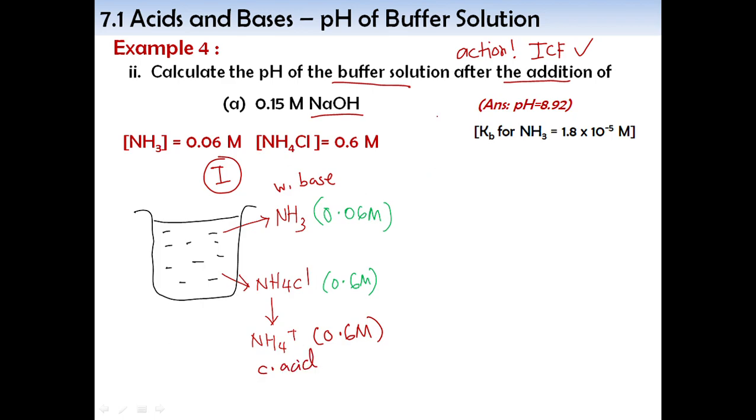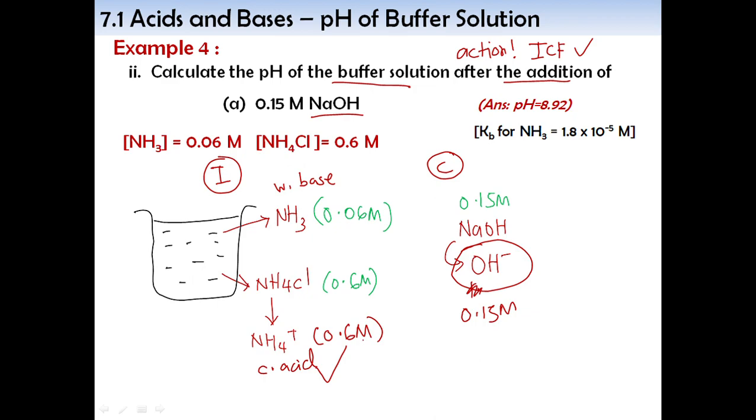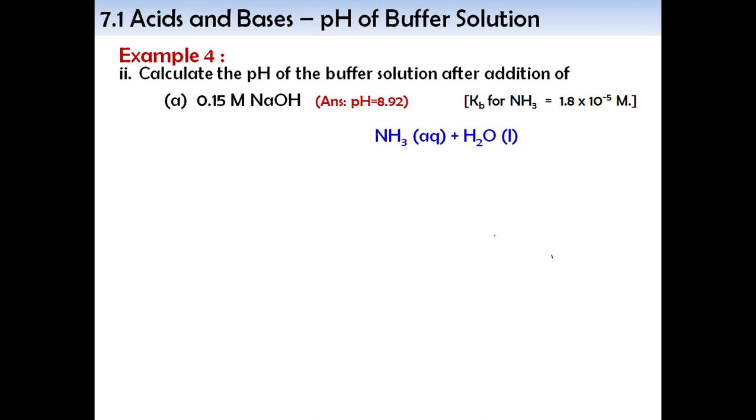So what happens if I add NaOH? This is my change. OH minus comes from NaOH, the same concentration, a strong base. When you add base, who will consume it? Base can't react with base, right? Acid will consume. So the first step, we can write the equation. Now we will write the equation between NH4+ and OH minus. This is my equation. So the first step is done.